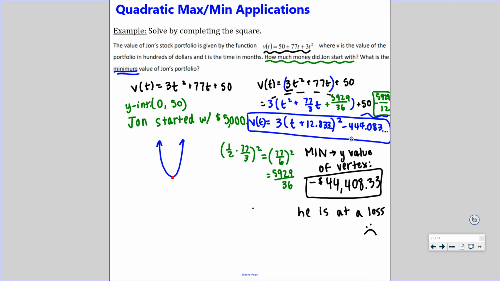So there's a couple like that on your homework where they ask you for a max or a min, and just recognize, and I think we've talked about that before too, max or min, you're just looking for the vertex, specifically the y value of the vertex. That's going to give you the highest or the lowest point. Okay, let's move on from completing the square.